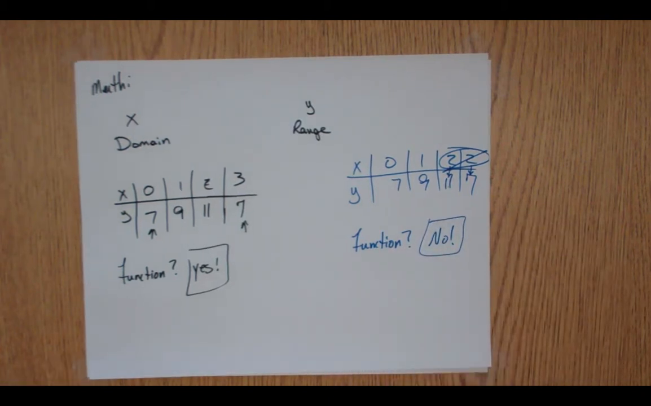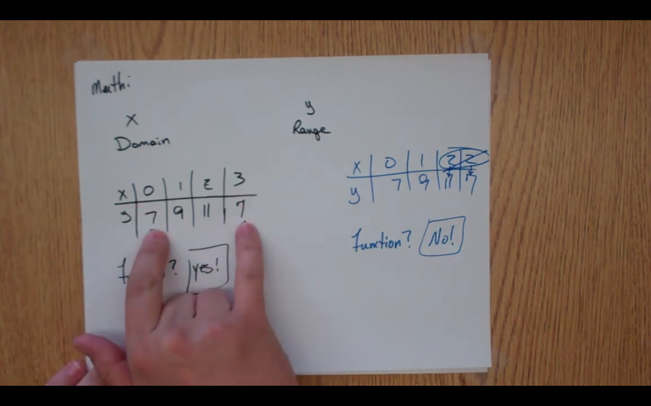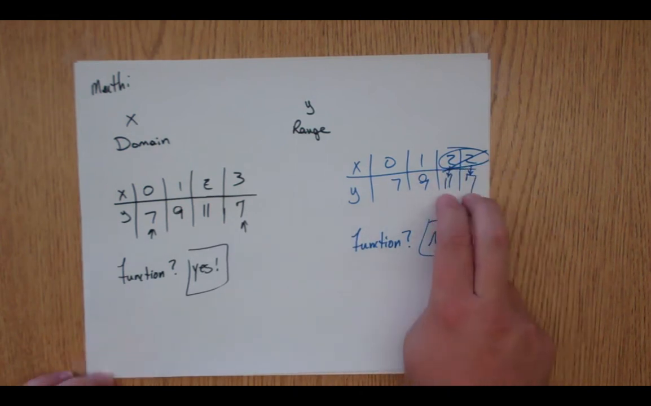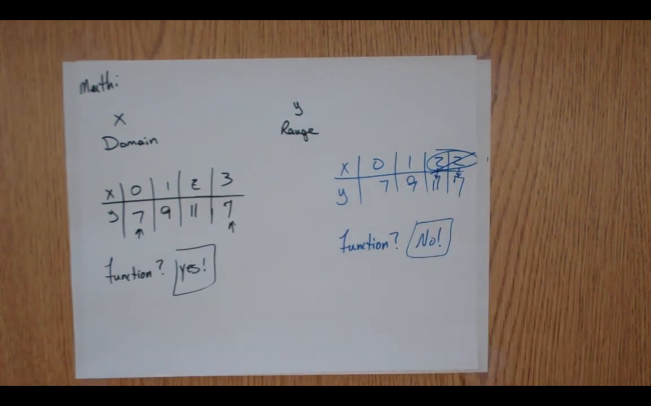Why? Because x equals 2 cannot give you both 11 and 7. It can only give you one output. It doesn't matter if 2 inputs give you the same output, but you can't have the same input giving you 2 different outputs. That is a no-go.